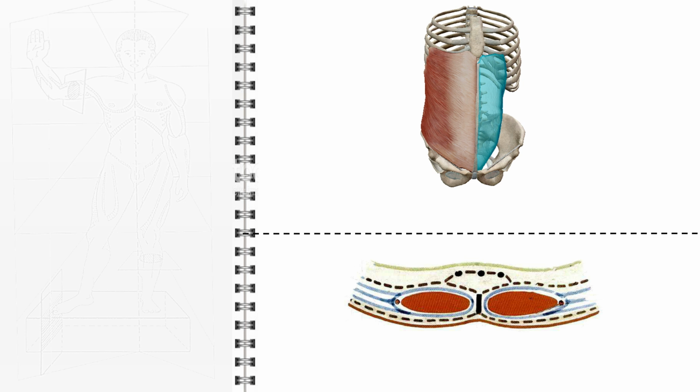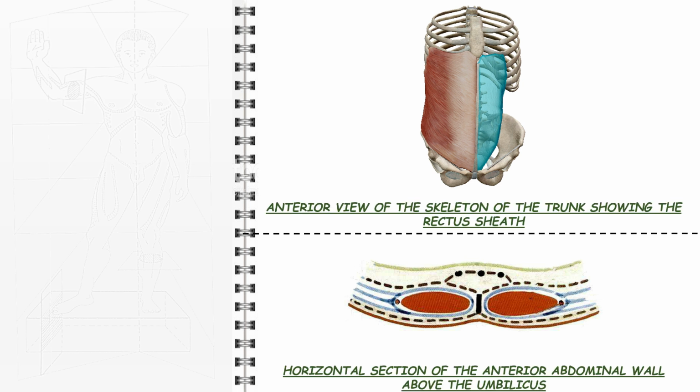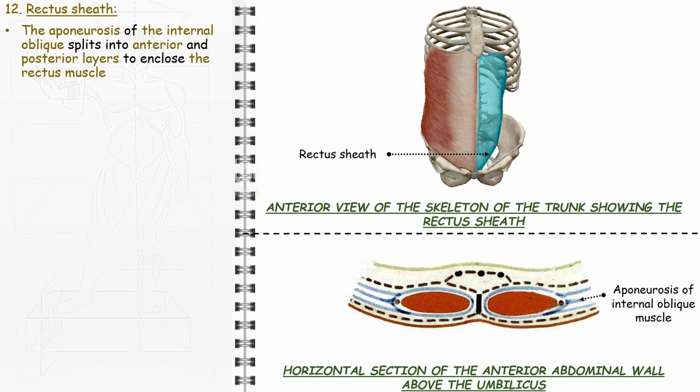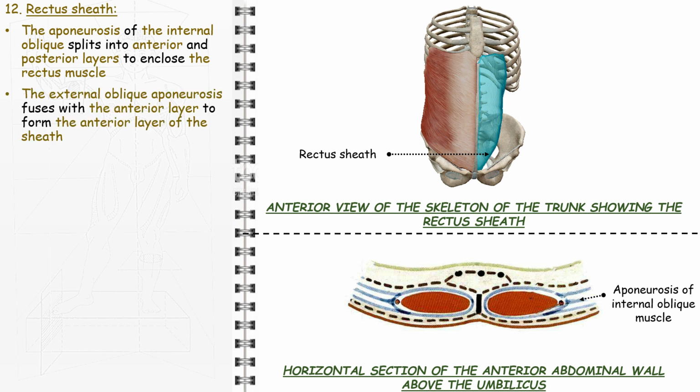As seen before, the anterior wall doesn't consist of muscles only but also solid and resistant aponeuroses, the aponeuroses of the oblique muscles, overlying the rectus abdominis muscle and forming its sheath, the rectus sheath. The rectus sheath is formed of the aponeurosis of the internal oblique that splits into anterior and posterior layers to enclose the rectus muscle, the external oblique aponeurosis that fuses with the anterior layer to form the anterior layer of the sheath, and the transversus aponeurosis that fuses with the posterior layer to form the posterior layer of the sheath.